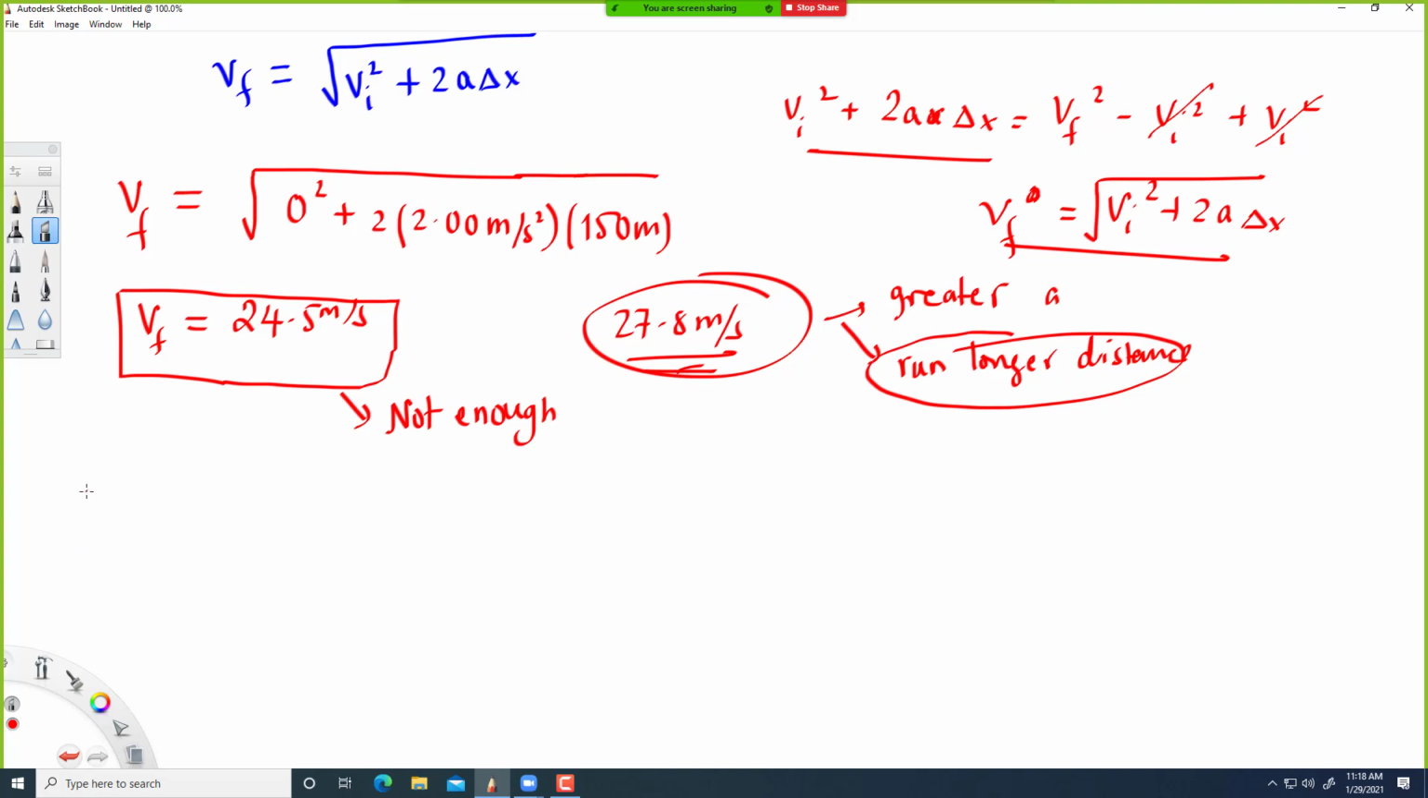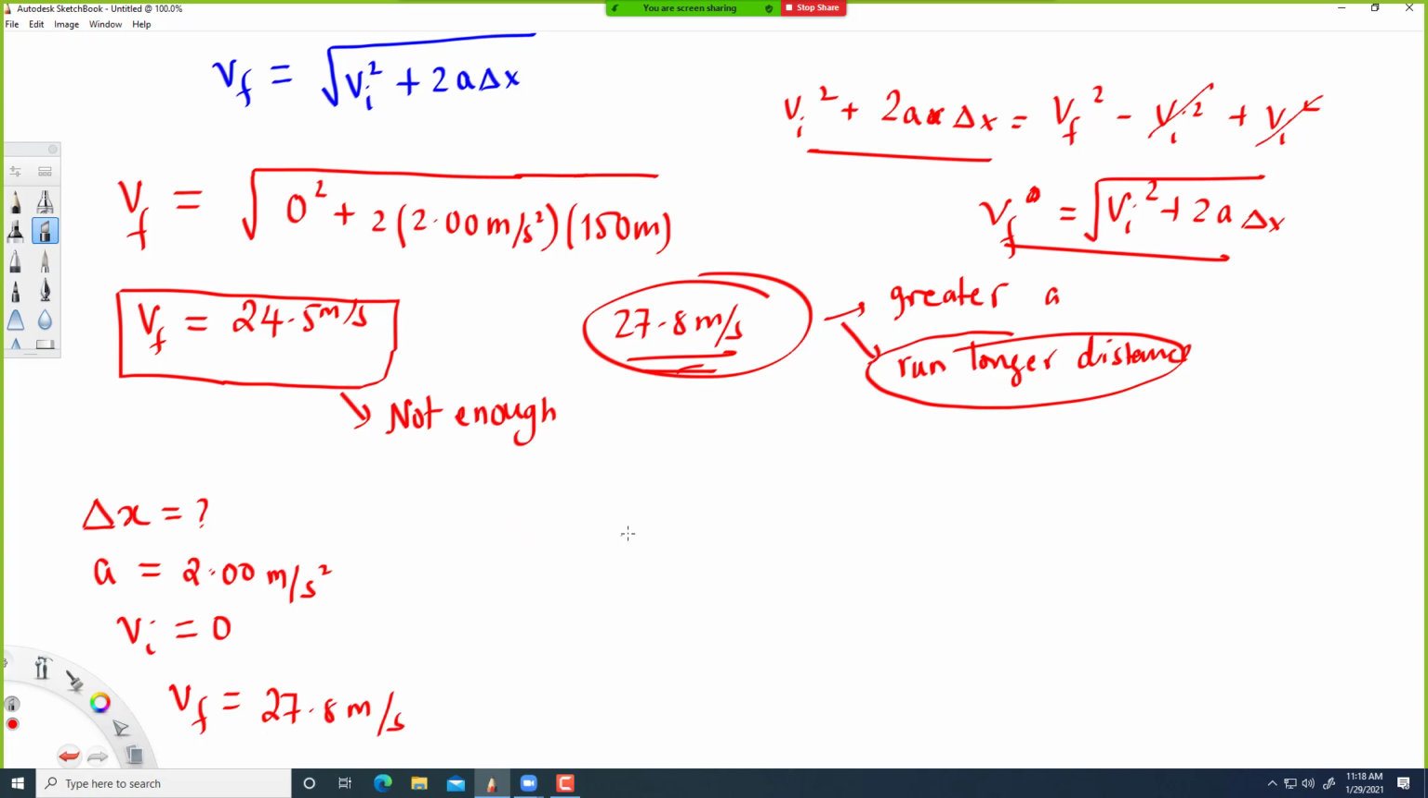So on part 2, we want to find delta x. Okay? We'll be using the same acceleration. It'll take a little bit longer distance to achieve that, greater than 150 meters. So Vi is again 0. Now again, we can use the same formula. So our purpose here is to achieve 27.8 meters per second in the final stage.